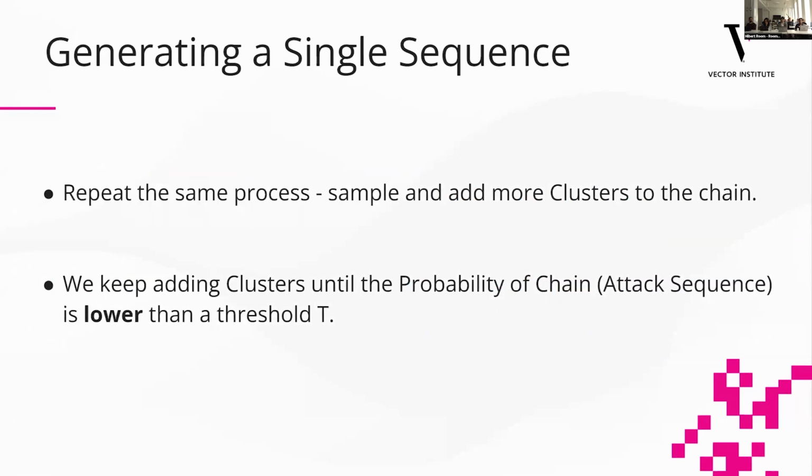So now what we do is we keep repeating the same process. We keep sampling and we're adding more clusters to the chain. Now the question is, when do we stop? We stop when the probability of a chain or an attack sequence is lower than a threshold T. Again, T here is a hyperparameter that we need to tune.